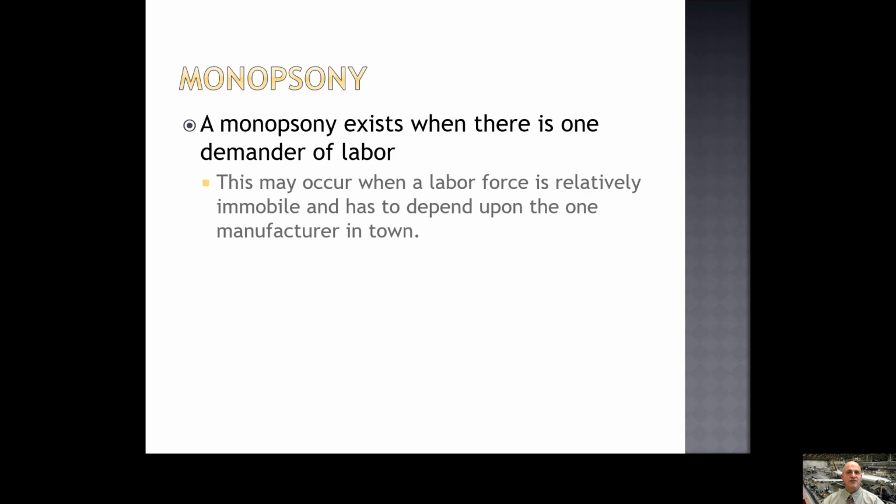Now, there's 2 special cases in the labor market. And the first we'll talk about is a monopsony. Notice the S. So remember, a monopoly is when there was one supplier of a good or service. A monopsony is where there's one demander, and in this case, the demander would be for labor.